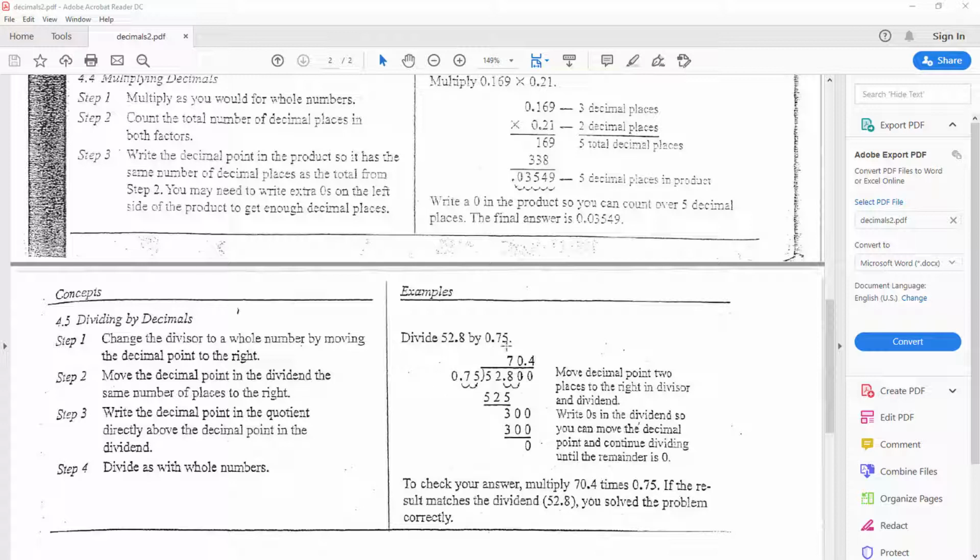So here we're dividing 52.8 by 0.75. So they shift the decimal over two places. Now they're dividing by 75. But on the inside, they have to shift it over the same number of places. Then they put the decimal right above it. And then they go through the process of dividing like it was a whole number.